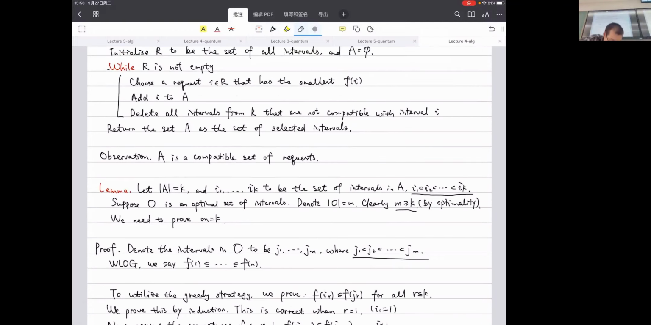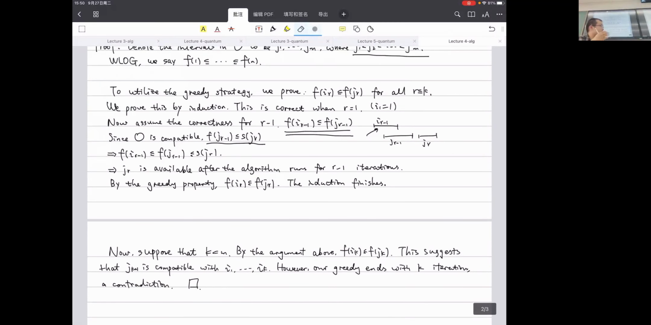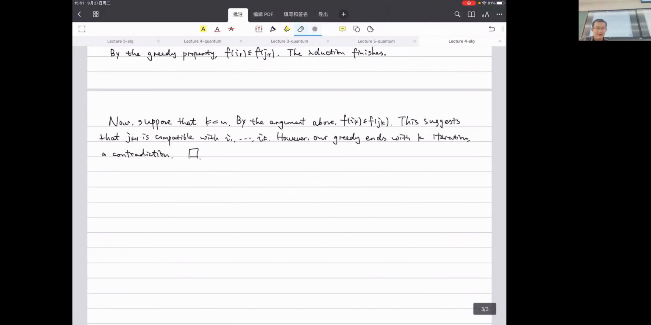Okay, so this finishes the proof that our algorithm is correct for this interval scheduling problem. Any question about the correctness of this greedy strategy? Okay, if there is no question, we talked about the correctness, and this is the correct strategy.